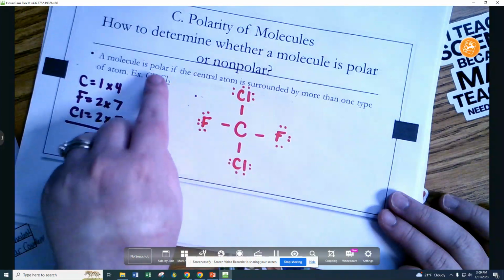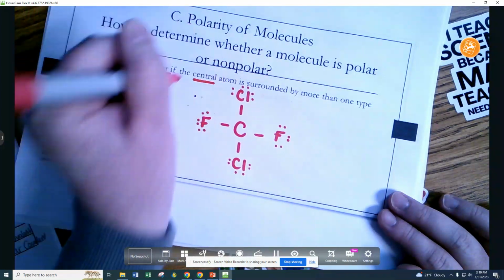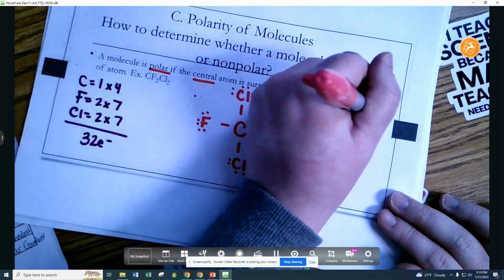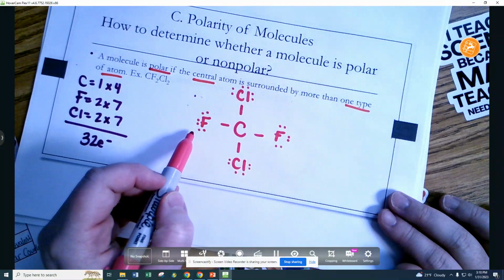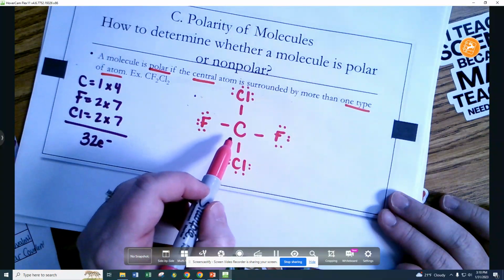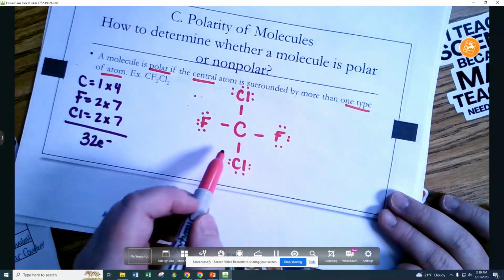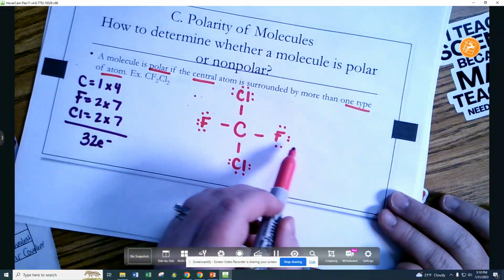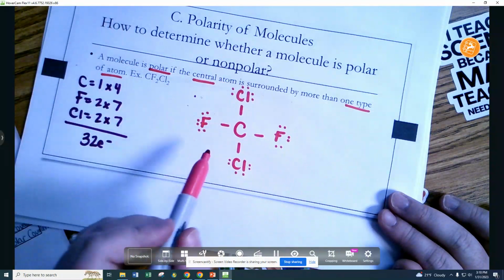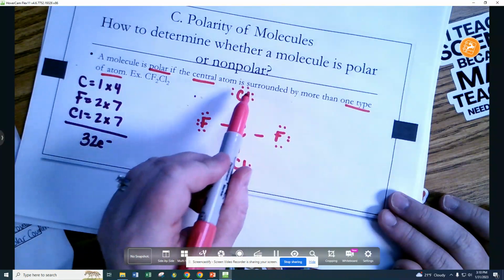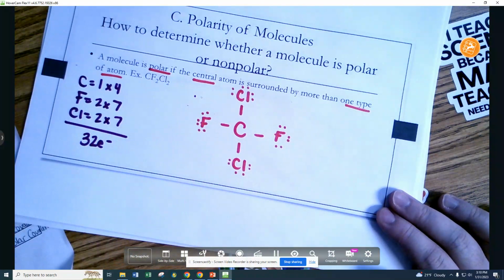So what we're looking at here is our new rule: it's polar when your central atom, carbon, is surrounded by more than one type of atom, because chlorine has a different electronegativity than fluorine. You can think of it like a tug of war here: the fluorines are going to exhibit a different pull on the electrons than the chlorine. So as soon as your central atom does not have the same element all around it, it's automatically polar.